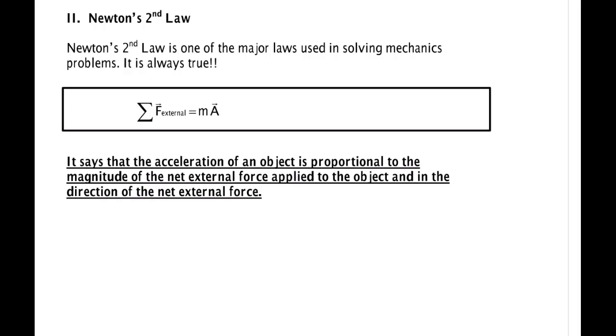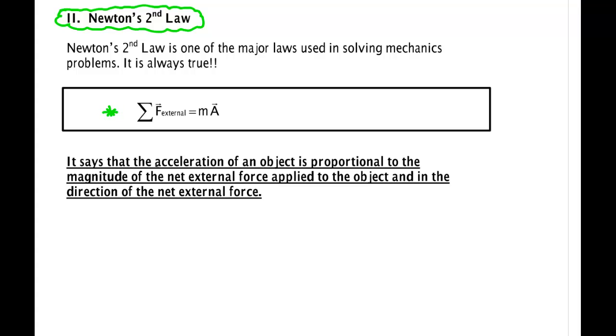We now get to the workhorse of all of our physics, Newton's second law. Newton's second law is incredibly powerful. However, we need the other laws, such as Newton's first law, to understand how to apply the second law. So let's read what it says. Newton's second law in mathematical form is written right here.